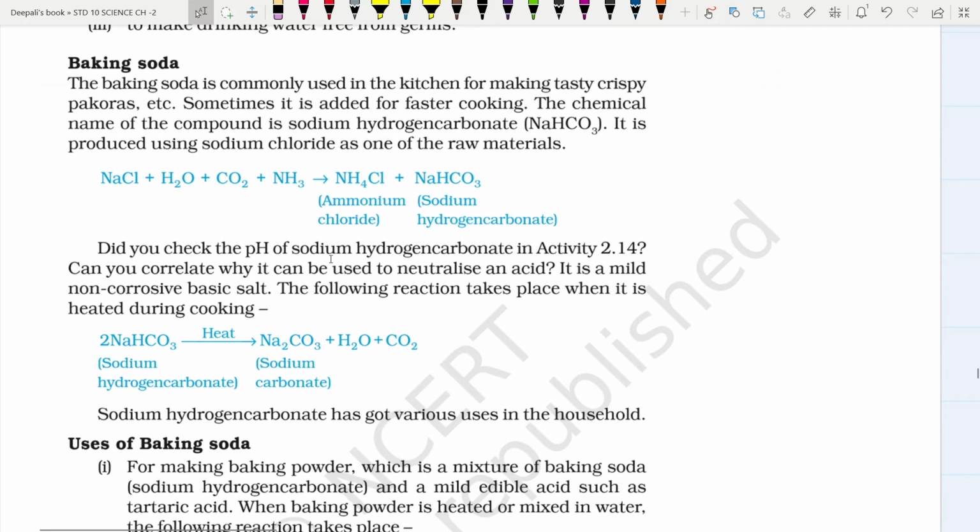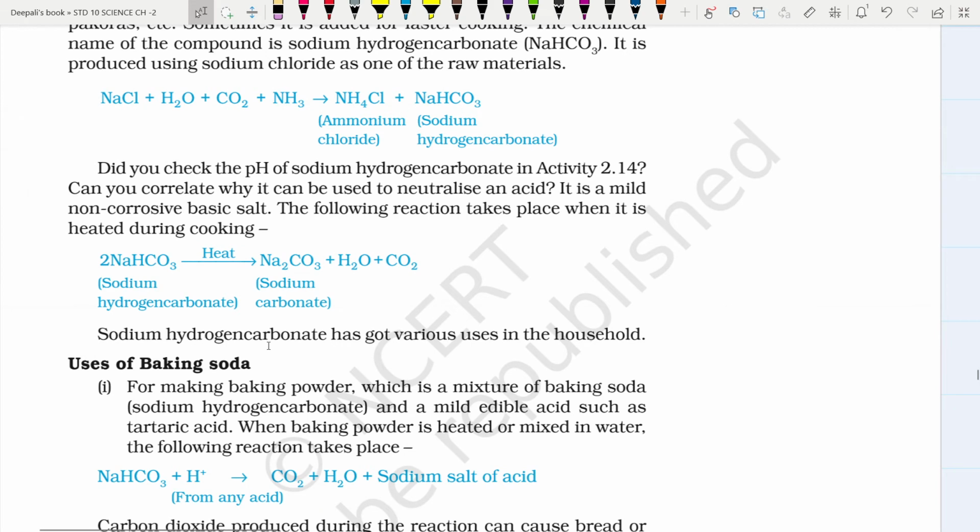Did you check the pH of sodium hydrogen carbonate? Yes. Can you correlate why it can be used to neutralize the acid? It is a mild non-corrosive basic salt. And the reaction that takes place when it is heated during cooking is 2NaHCO3 on heating gives Na2CO3 plus H2O plus CO2, that is sodium carbonate, water and carbon dioxide.